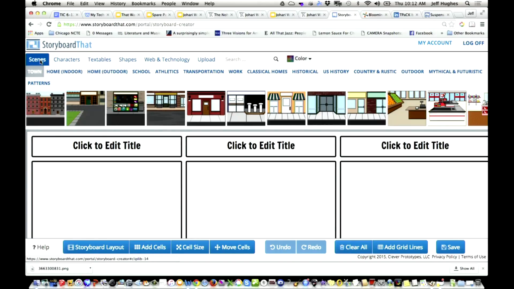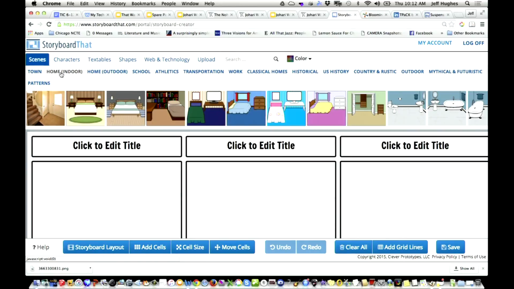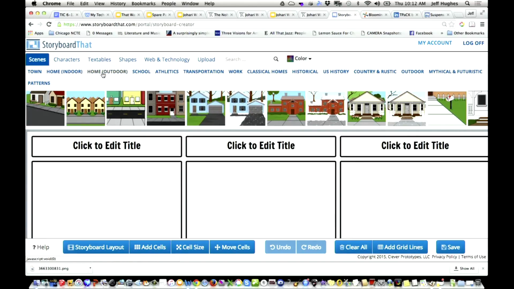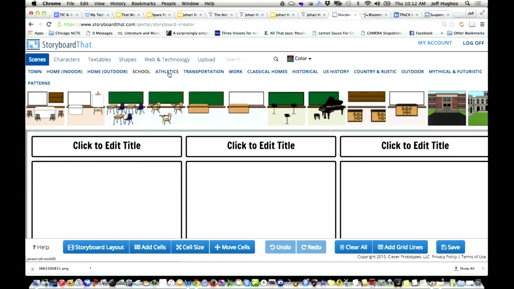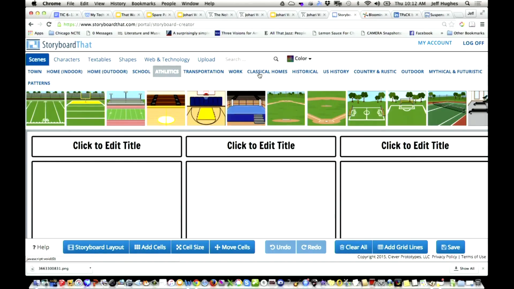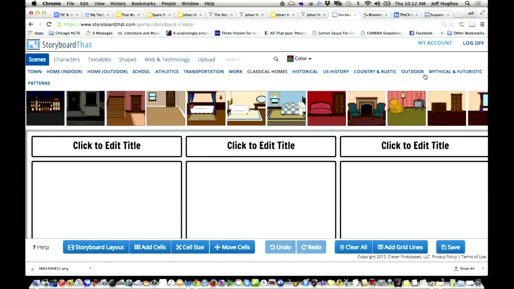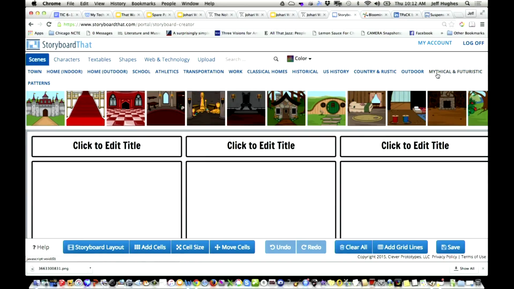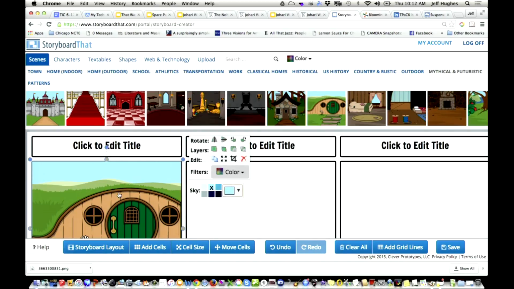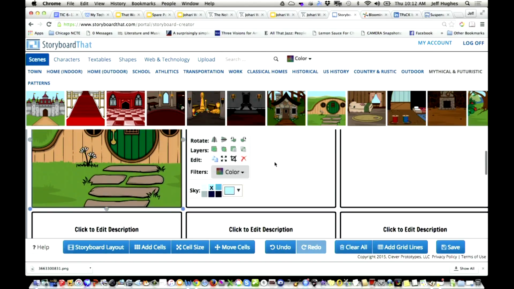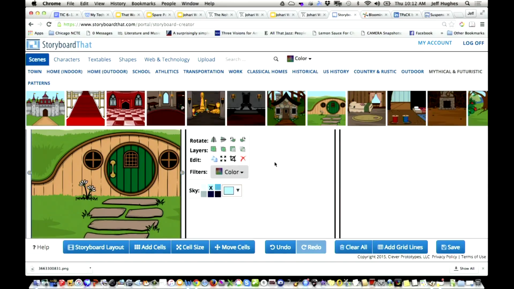We also have lots of scenes options on Storyboard That, including town pictures, indoor pictures. For example, I had to find a kitchen as I worked on All the Years of Her Life. Home, outdoor images, school images, classrooms, athletics, classical homes, mythical and futuristic. So suppose I'm telling a story about a hobbit. I can drag and drop the hobbit picture into the frame.